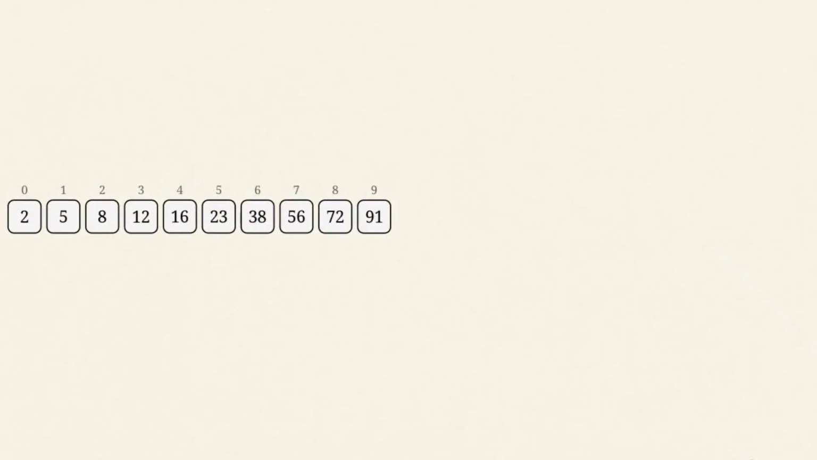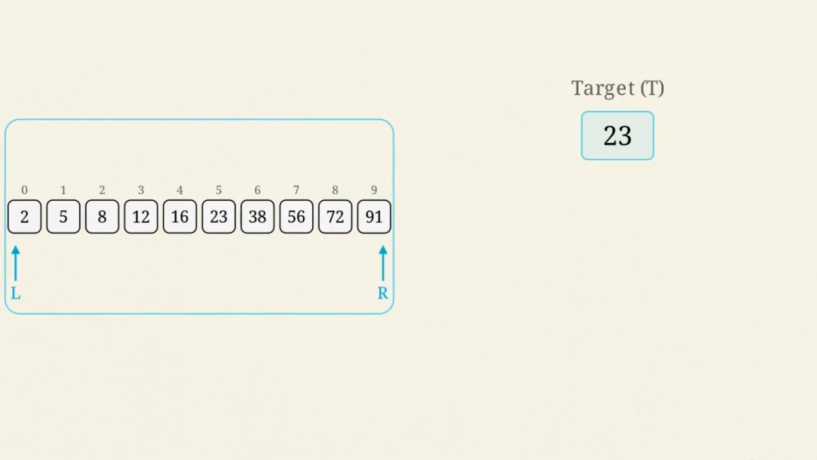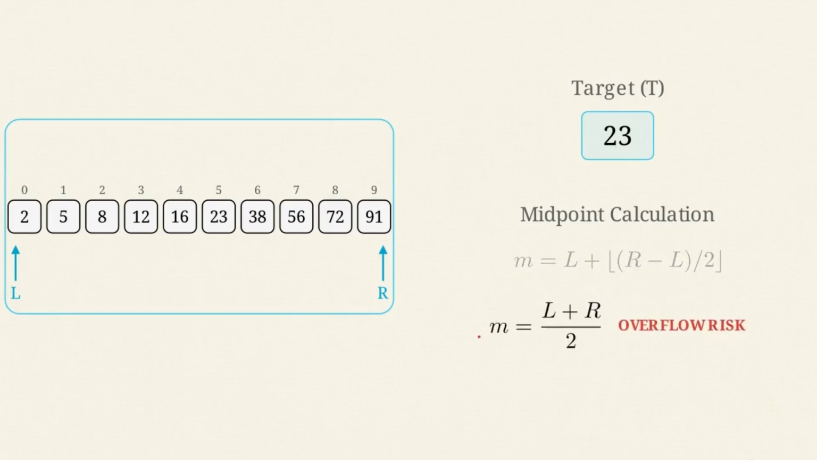Let's examine the environment. On the left side of this split screen, we have an array of 10 sorted integers, indexed 0 through 9. Our target value is 23. We begin by establishing boundaries. We pin a low pointer to index 0 and a high pointer to the final index, 9. Next, we locate the center. The standard calculation is low plus (high minus low) divided by 2.